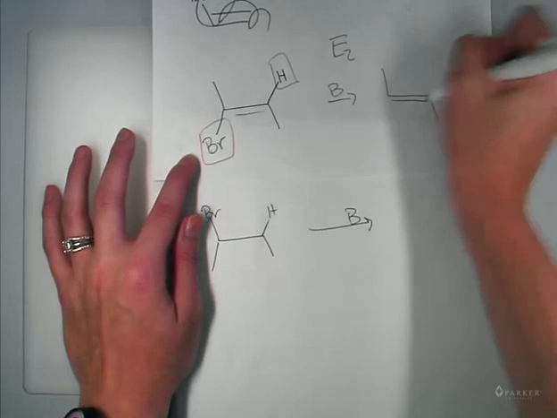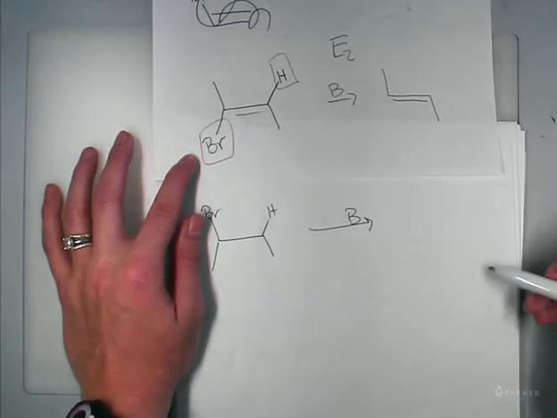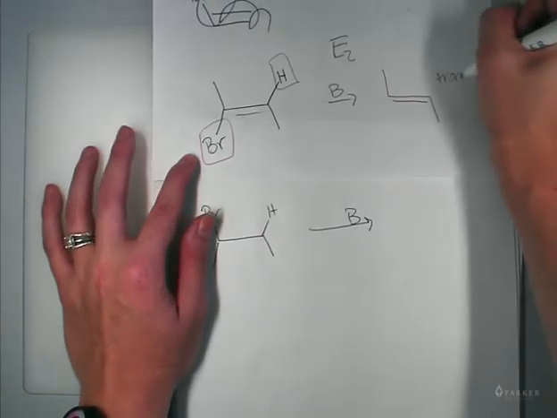So when I do this, everything is in the right configuration. I don't need to change anything. What double bond do I end up with? Is that a cis or a trans? Trans.